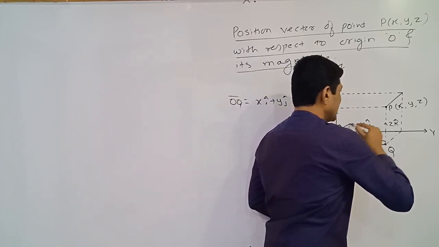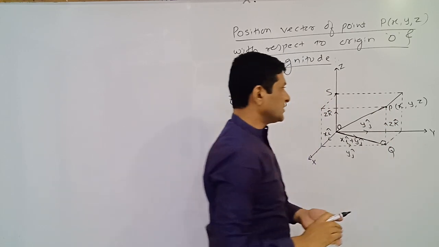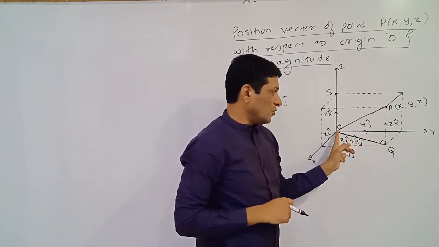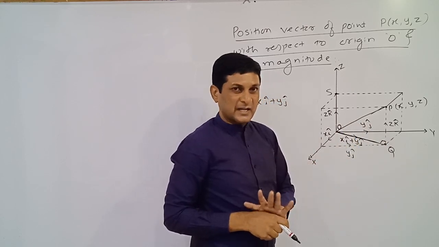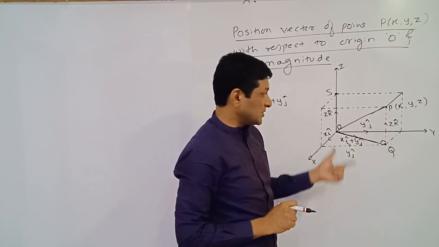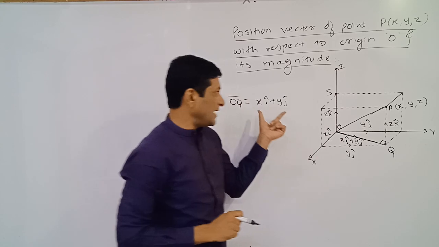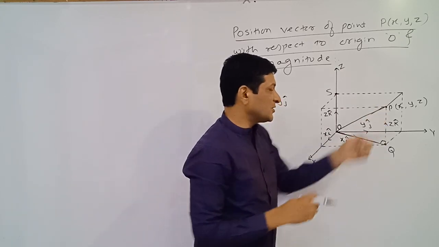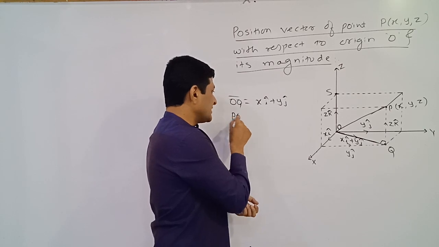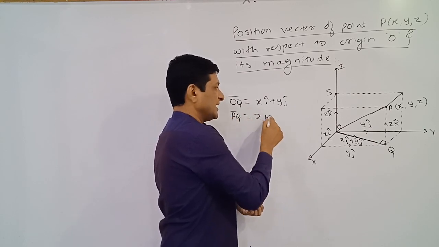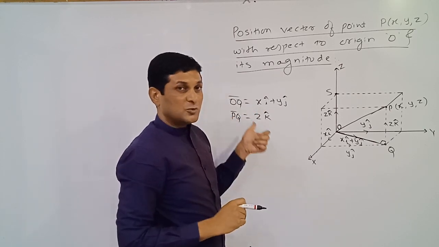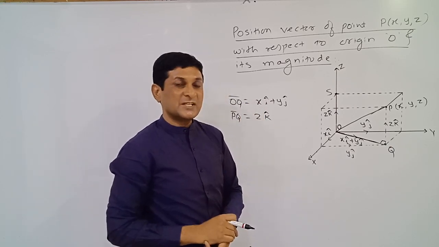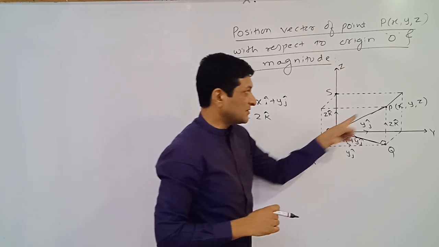Now join OP. Join which segment? OP. Now observe one triangle very carefully. Which triangle? POQ. In this triangle, two sides are known to us. Which two sides? OQ, what is the value of OQ? Xi cap plus Yj cap. And the second side is PQ bar. PQ bar is equal to Zk cap, isn't it? And two sides of a triangle are known to us. Then the third side represents their resultant, which is the third side, OP bar.